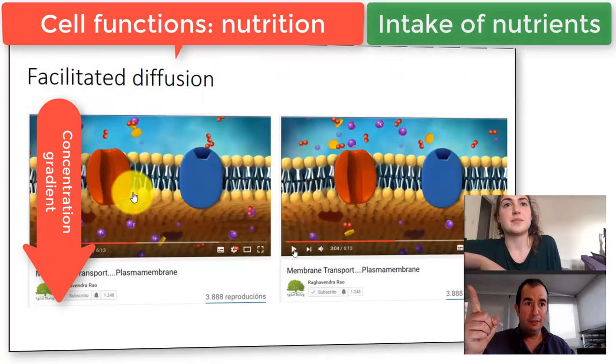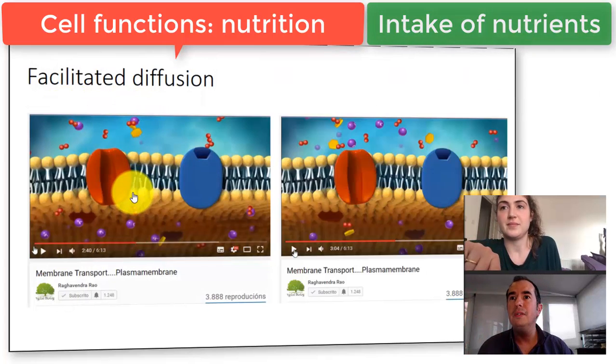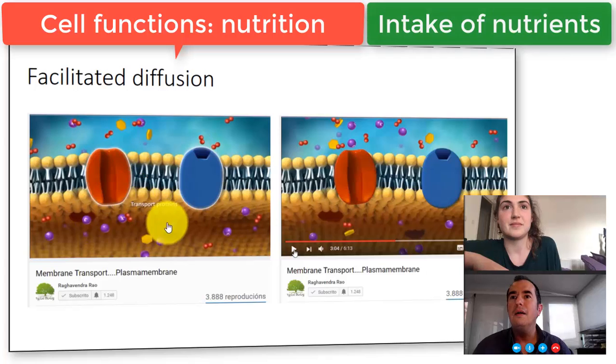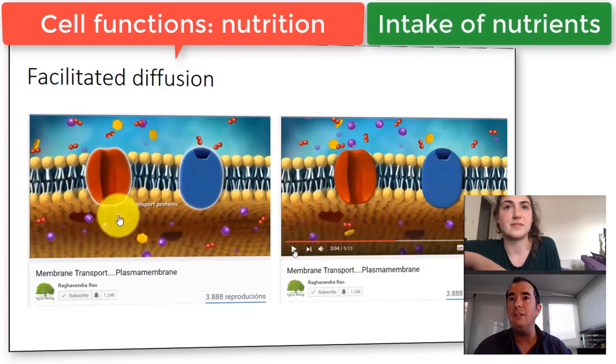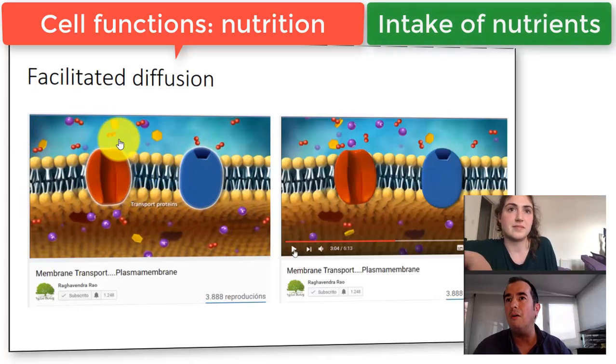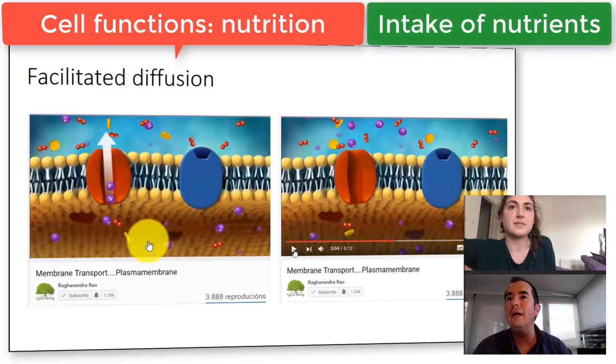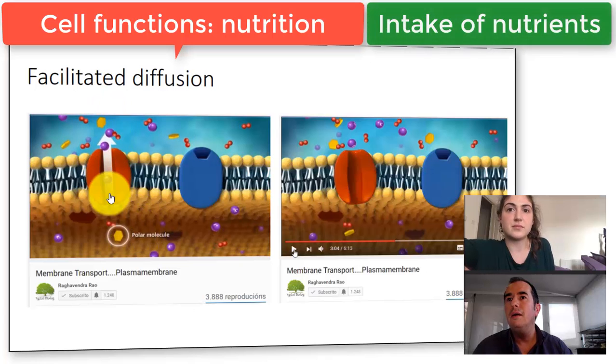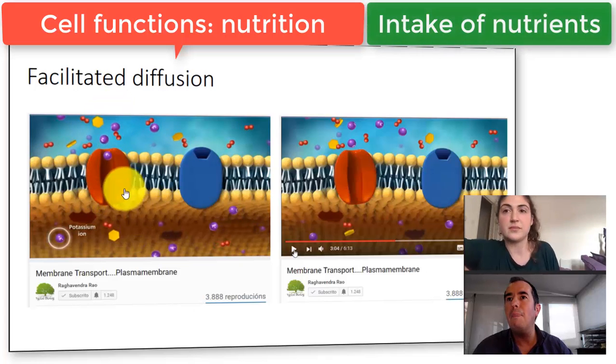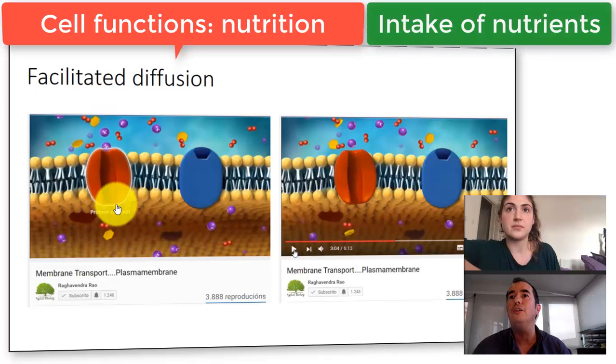Transport proteins move molecules across the membrane without the input of energy. To facilitate diffusion, larger molecules, polar molecules, and charged ions can pass through channel proteins embedded in the bilayer.